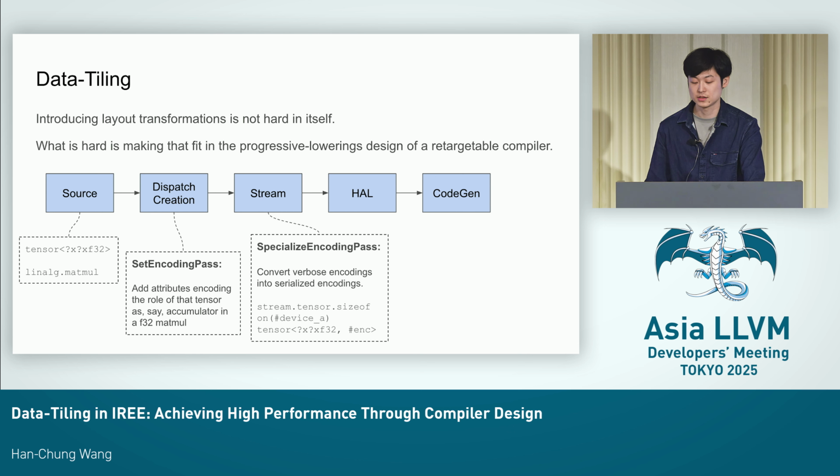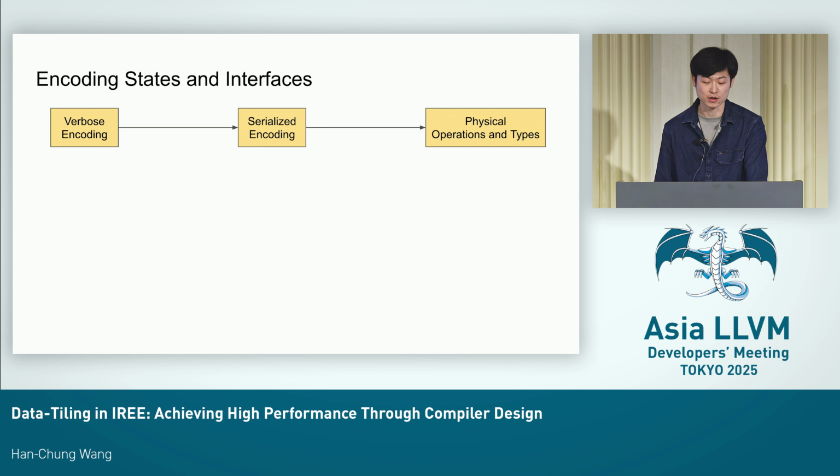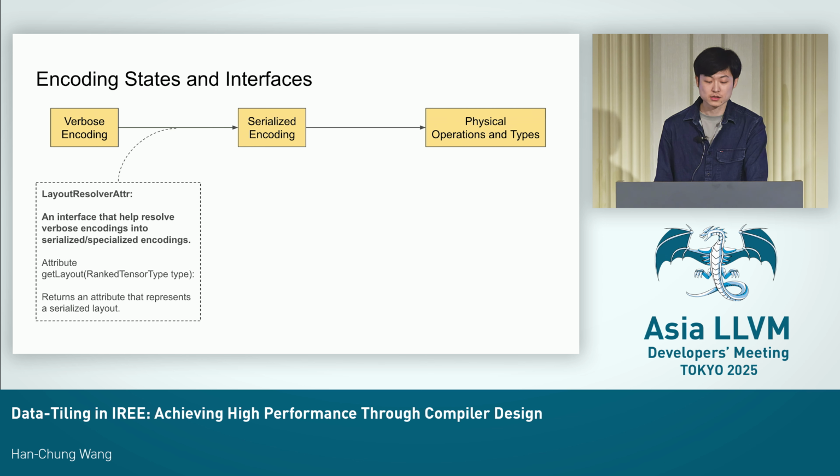So after we plumbed through the encoding work in the IREE compiler software stack, we identified that there are 3 states for an encoding, and we also introduced 3 interfaces to help the lowering and describe the encoding properties. So starting with verbose encoding, we use the layout resolver attribute interface to resolve verbose encodings into serialized encodings.